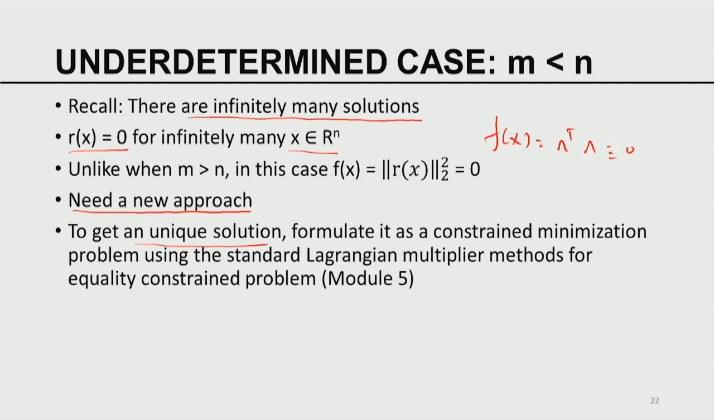In order to do that, we are going to formulate this as a constrained minimization problem. And this constrained minimization problem is going to be solved by the Lagrangian multiplier technique. This is going to be an equality constrained minimization problem. So you can see everything that we have seen in the module on optimization gets to be applied here. So the pathway to the solution in the underdetermined case is to formulate the problem as a Lagrangian multiplier problem using an equality constraint, and this equality constrained minimization problem is going to help us pick that optimal solution among the infinitely many possible solutions. That's the pathway.